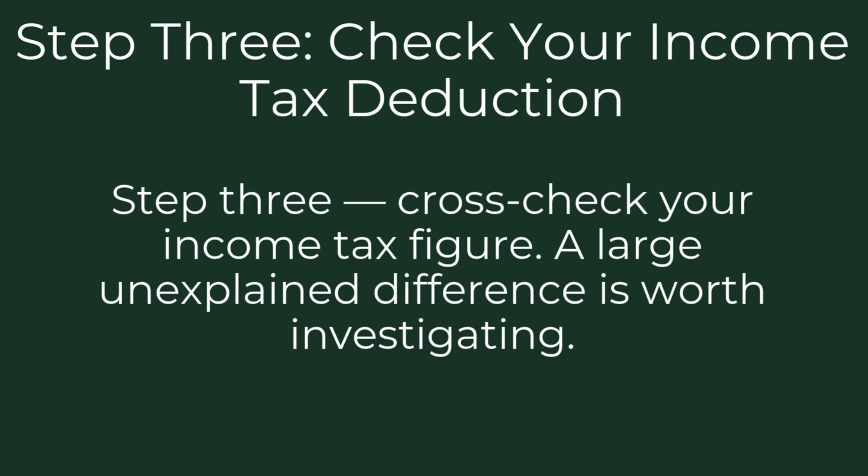Look at the income tax figure on your payslip and cross-check it using the simple estimation method: taxable income multiplied by 20% divided by 12. If the figure is significantly higher than your estimate, it could indicate a wrong tax code, a cumulative adjustment, or an error. A slightly different figure is normal. A large unexplained difference is worth investigating.